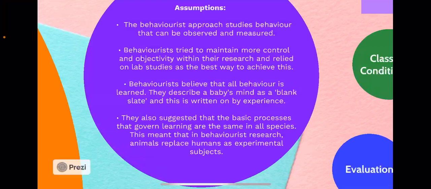They described a baby's mind as a blank slate even, and they say that this slate is written on by experience, so whenever we experience something, it moulds us into the person that we are today. They suggest that the processes that govern learning are the same in all species, so humans and animals all behave in the same way, and therefore they use animals as part of their experimental research.